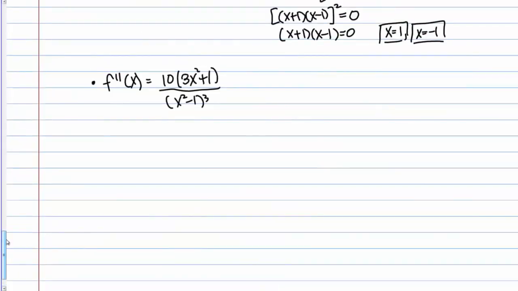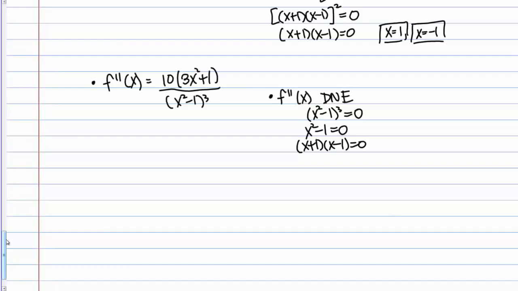All right, so once again, I'm looking for the same things here. I'm looking for where f double prime of x does not exist, and then I'll look for where it equals 0. Once again, we've got a rational function here, and it's going to not exist when the denominator equals 0. So (x squared minus 1) cubed equals 0, which gives x squared minus 1 equals 0, and we already factored this, right? It was (x + 1)(x - 1) = 0, so I get the same solutions: x = 1 and x = -1.